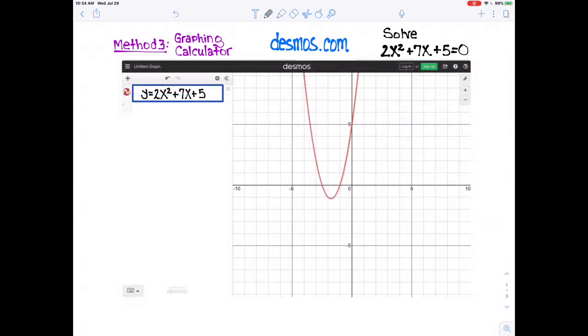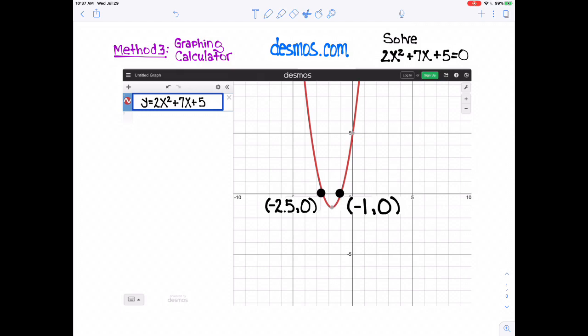To find the solutions to 2x squared plus 7x plus 5 equals 0, we need the x-intercepts. On Desmos, sometimes the x-intercepts are already highlighted in gray. If they're not, you just want to click the spot where the x-intercepts would be. If the gray dots are already there, you just click on the gray dots. When you click on the gray dots, they turn black and the coordinates of the x-intercepts appear.